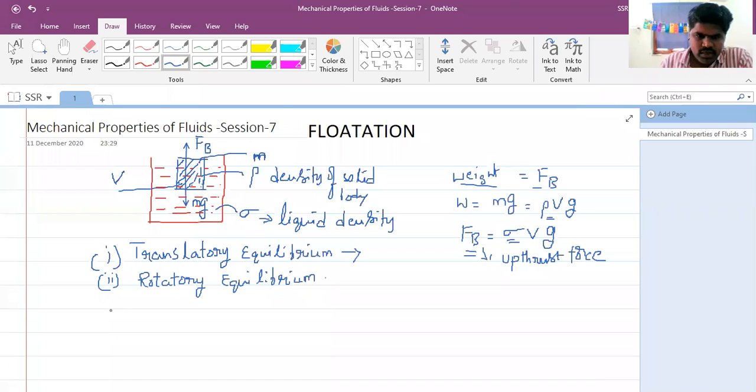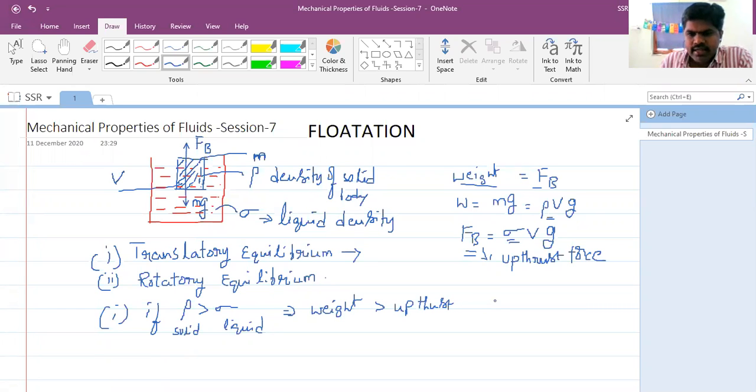So now case 1. Suppose the density of the solid, rho, is greater than sigma, the density of the liquid. This is the solid density, this is the liquid density. If the density of the solid rho is greater than the density of the liquid sigma, then what happens? Then the weight of the body will be greater than the upthrust force.